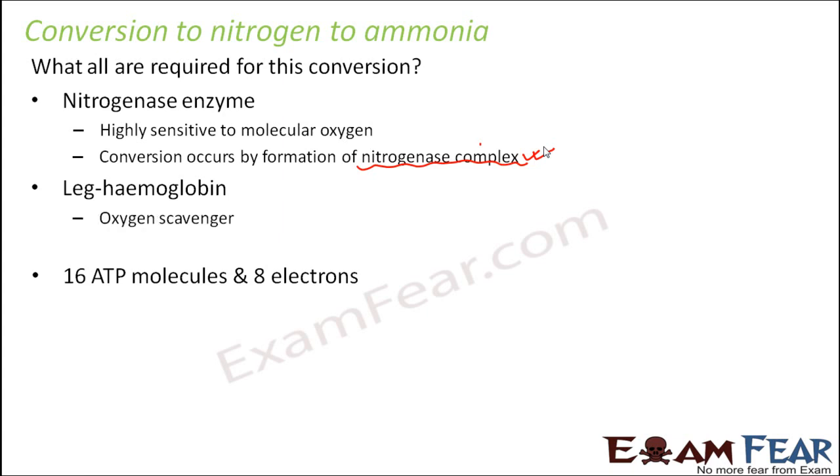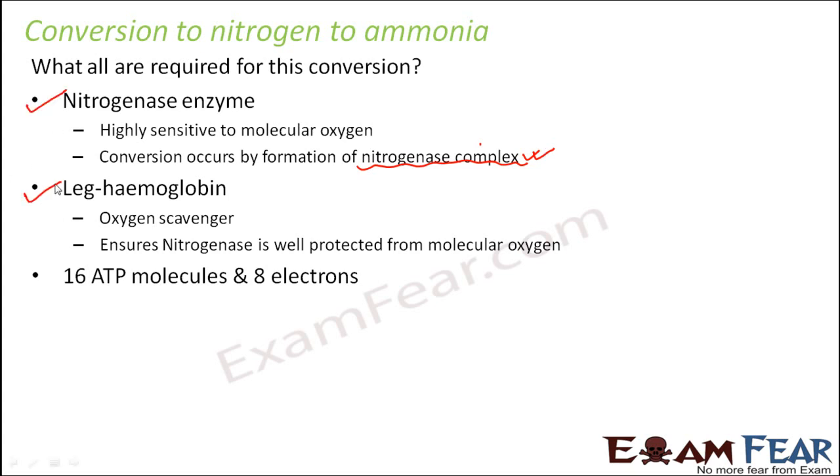Next is leg hemoglobin. Its purpose is to protect the nitrogenase enzyme from oxygen, because if nitrogenase comes in contact with oxygen, then nitrogenase will not be able to perform its task. So it ensures that nitrogenase is well protected from molecular oxygen. So that is why we need the nitrogenase enzyme and leg hemoglobin.